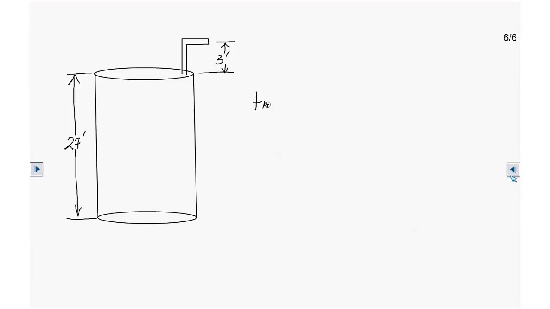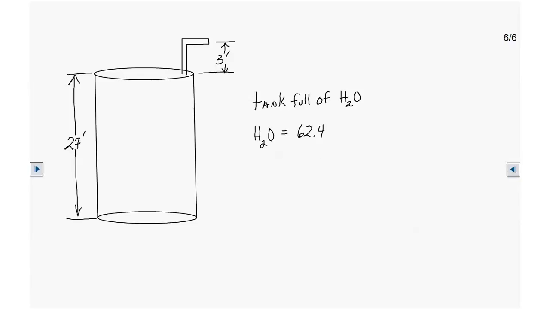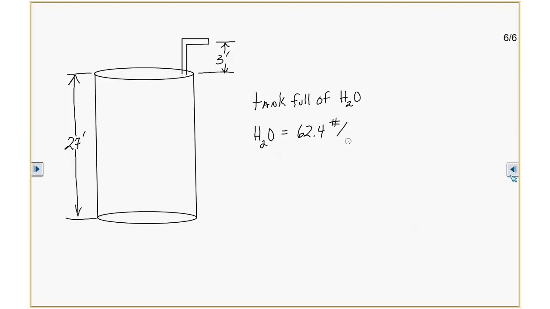Tank full of H2O. H2O equals 62.4 pounds per cubic foot. That's a good number to remember. I've actually used this on the farm. I had a tank of water that I needed to take.